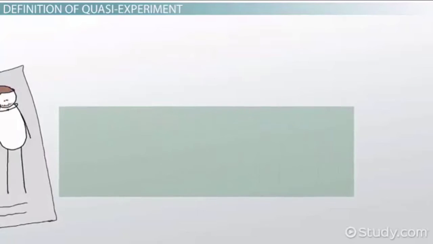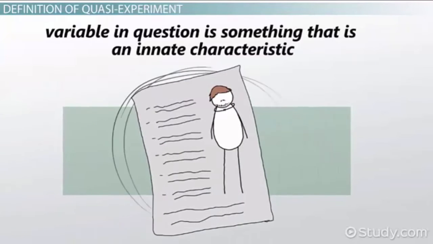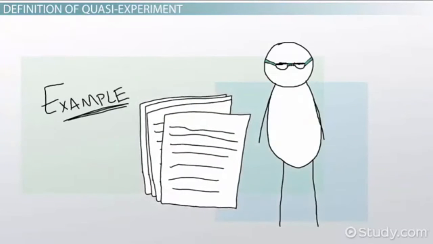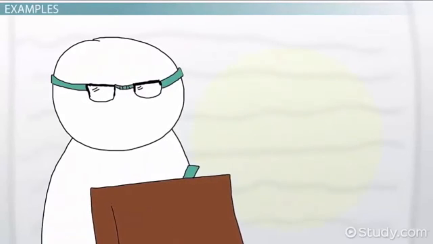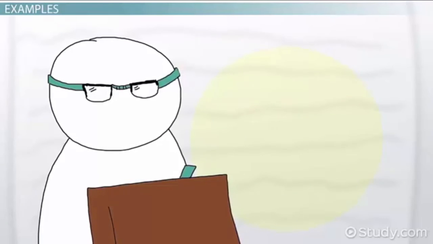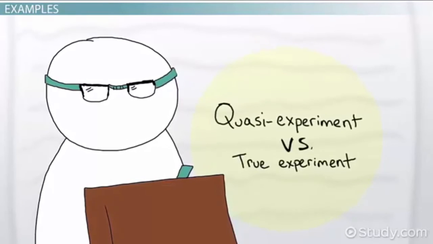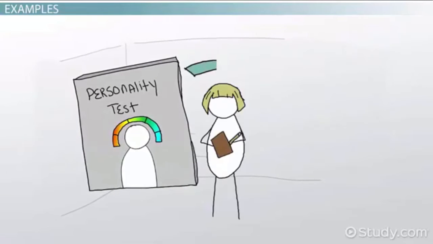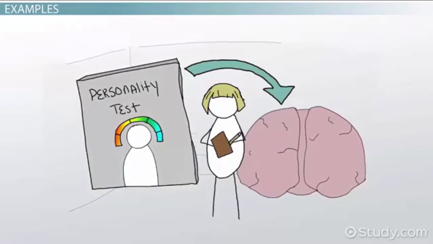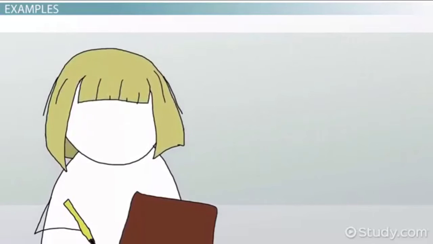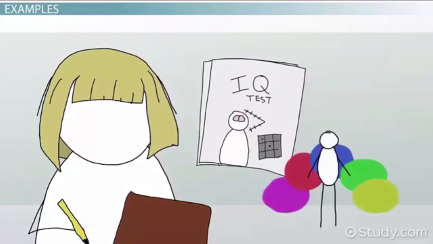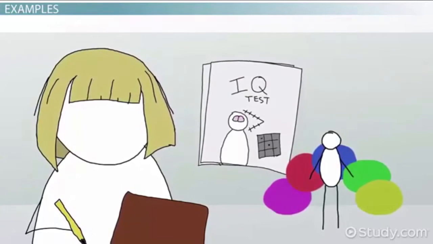Usually this happens when the independent variable in question is something that is an innate characteristic of the participants involved. Let's look at a couple of examples to help illustrate the point. Here are 2 examples of simple quasi-experimental designs that will help you see the difference between a true experiment and a quasi-experiment. Dr. Jones is a personality expert who studies the impact that personality traits have on intelligence. For the purposes of her current research project, she is interested in examining the IQ scores of people who score highly in each of the big five personality factors.